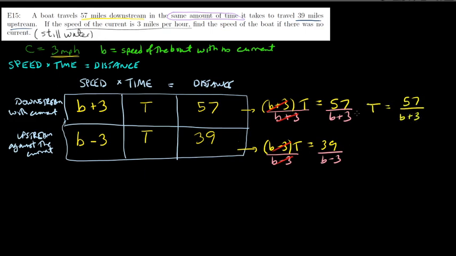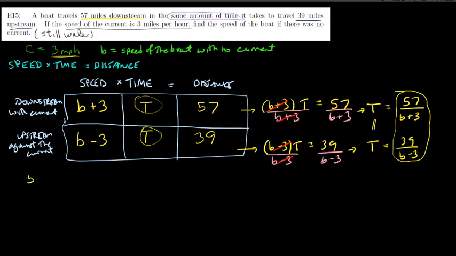Right, that's a t. So for the second equation, I get the same t is equal to 39 divided by b minus 3. But remember, it's the same t for both. So these t's are equal, which means these have to be equal. So that's our equation. We have 57 over b plus 3 on the left, and this will be the right side, since these are equal: 39 divided by b minus 3. Okay, so that's our equation.